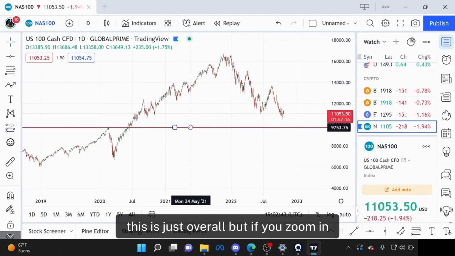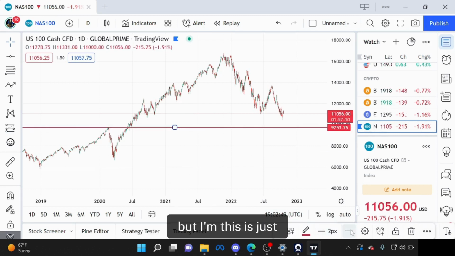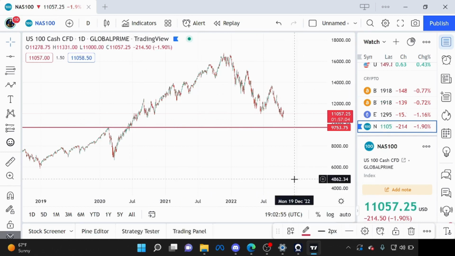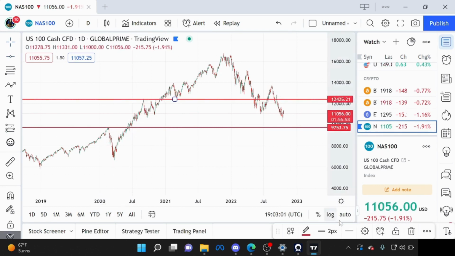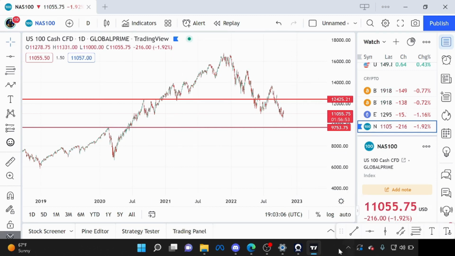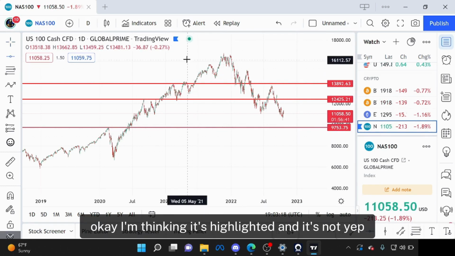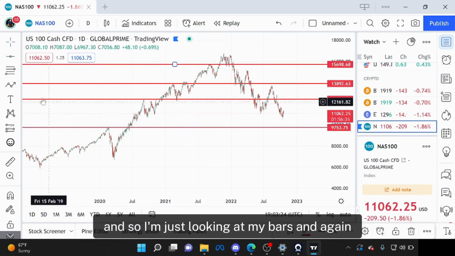This is just overall, but if you zoom in, you'll find a lot more supports and you'll find a lot more resistance. But this is just so we can see the overall for the daily. So here, we've got here. Here. Yep. And then we have there. Okay, I'm thinking it's highlighted and it's not. Yep. And so I'm just looking at my buys.